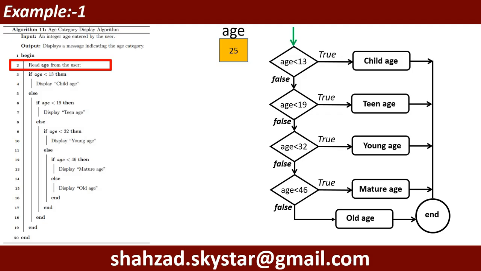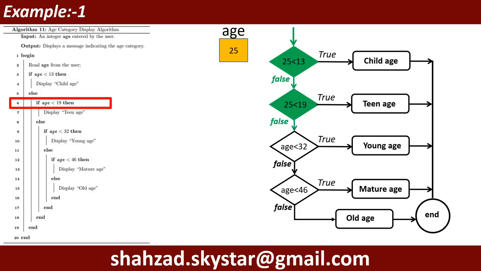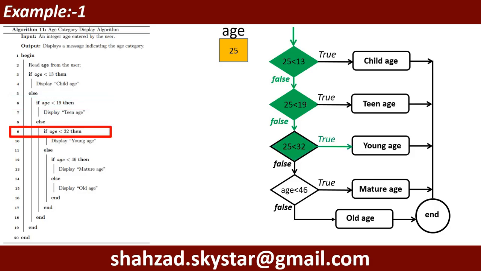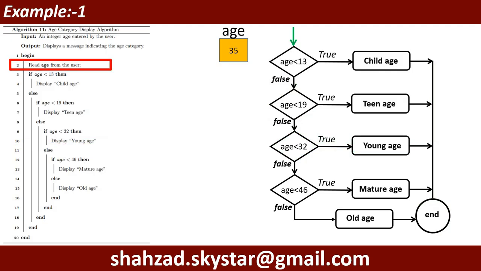Let's take another example with input 25. It will check first 25 is less than 13, the condition will be false. 25 is less than 19, this condition will also be false. Then it will move to 25 is less than 32, that will be true, and it will display young age, and the rest of the statements will be skipped.